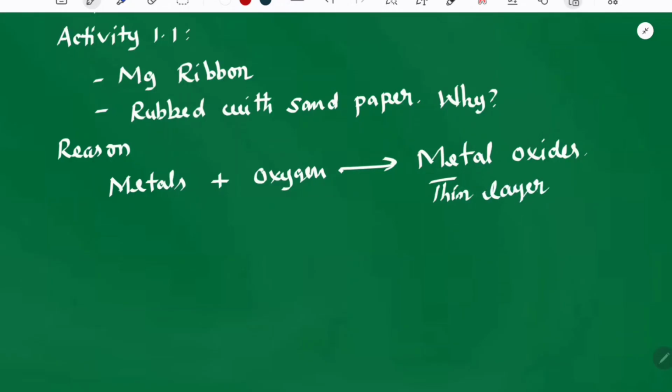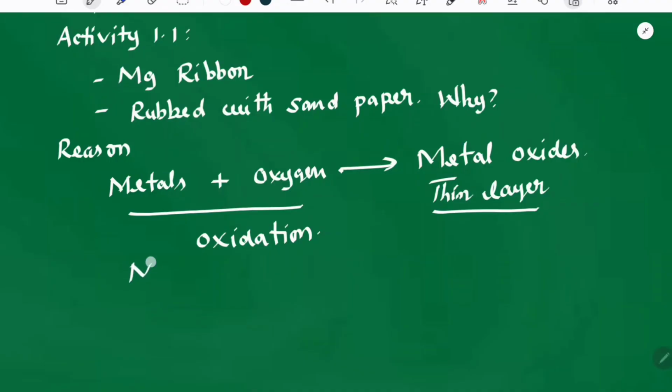So this thin layer of metal oxide will form, so further it does not oxidize. Metals can react with oxygen, and that is the oxidation process. This process is what? Oxidation. Once it is oxidized, further it does not oxidize. Because of that reason, we rub with sandpaper when doing this activity. Before that, we rub sandpaper on the surface of the magnesium ribbon. Why? We can remove this magnesium oxide layer.